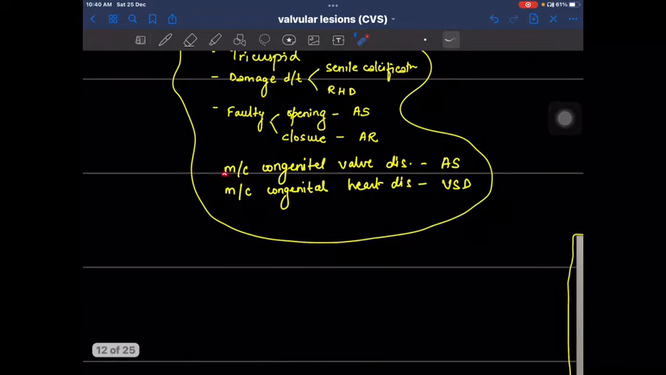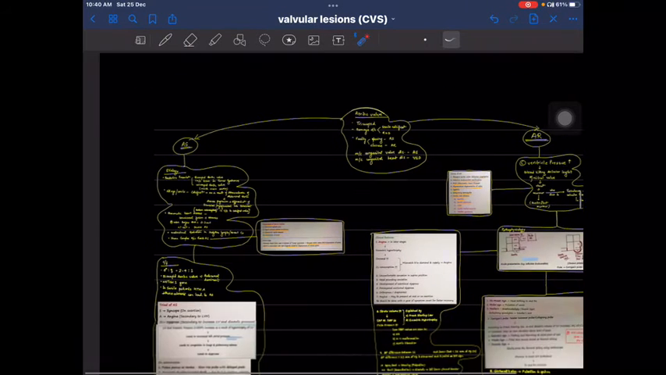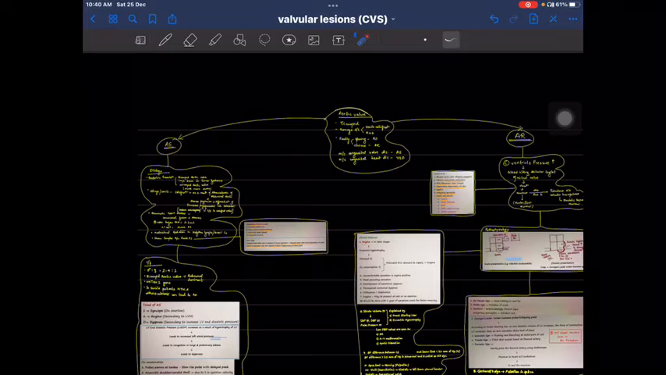So the most common congenital valve disease is aortic stenosis. The most common congenital valve disease. The most common congenital heart disease is not aortic stenosis, it's VSD. So these are some important points. Let's start with AS first.